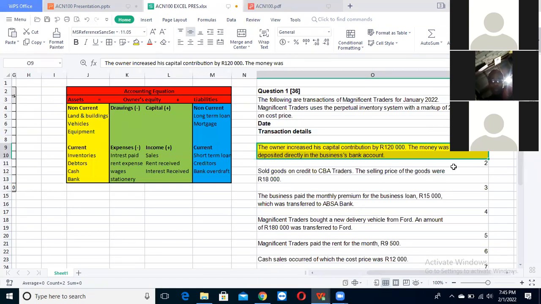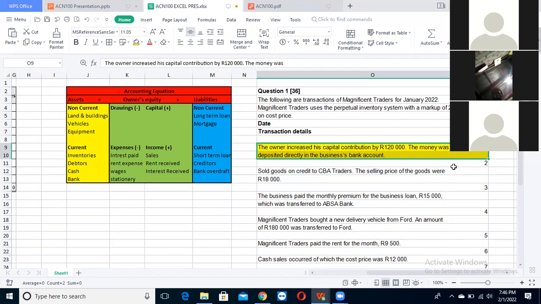Transaction number one says, the owner increased his capital contribution by 120,000 rand. We have talked when I was defining the terms that capital is money that is invested by the owner. So whenever the owner puts money in the business, we call it capital. This is the instance here. And the question continues, the money was deposited directly in the business's bank account.